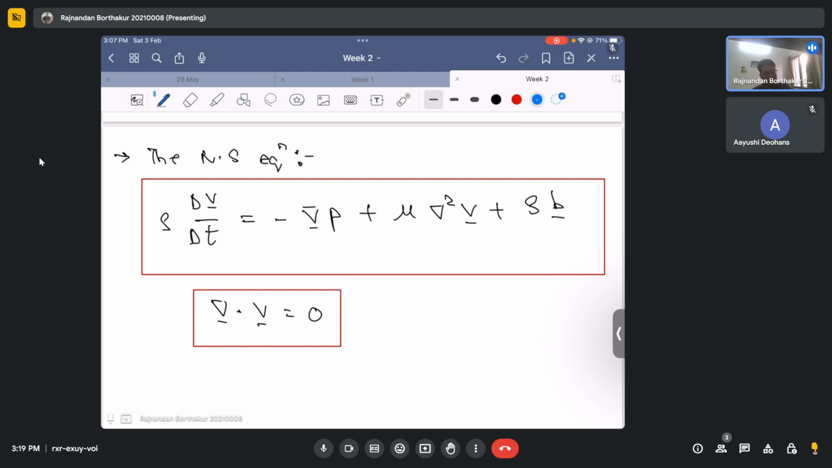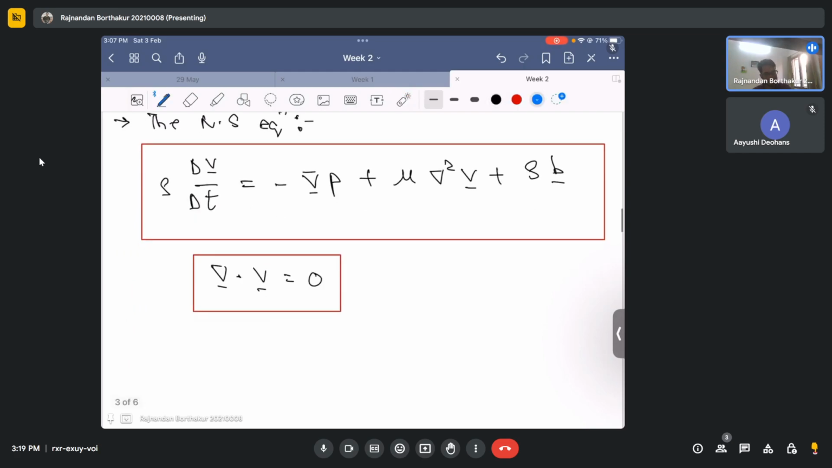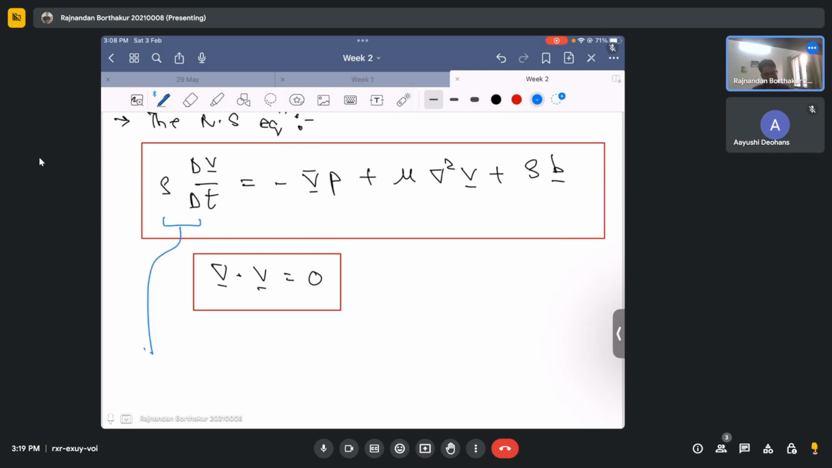So before proceeding further, let us recapitulate what the different terms in the Navier-Stokes equations essentially mean. Can you tell me what this term basically signifies in the Navier-Stokes equation? Total derivative of velocity. You are right. So this is basically a total derivative of velocity. But do you know what this signifies? Physically, what does this signify?